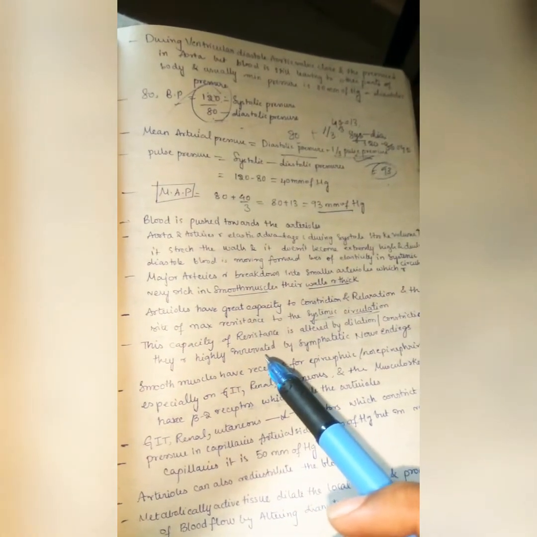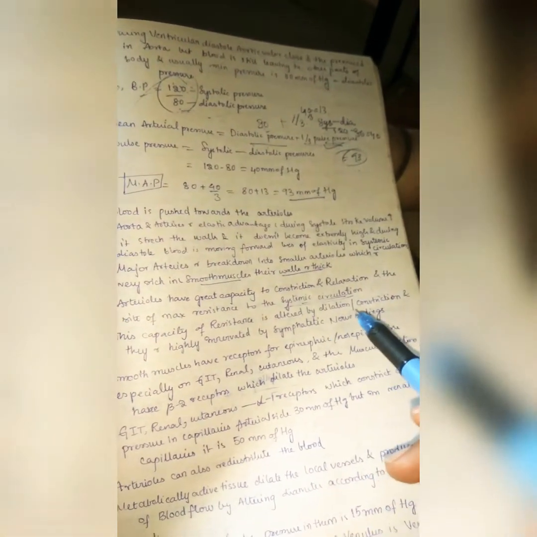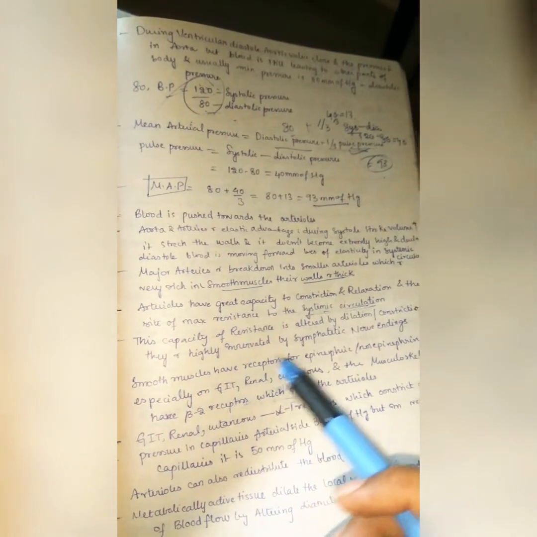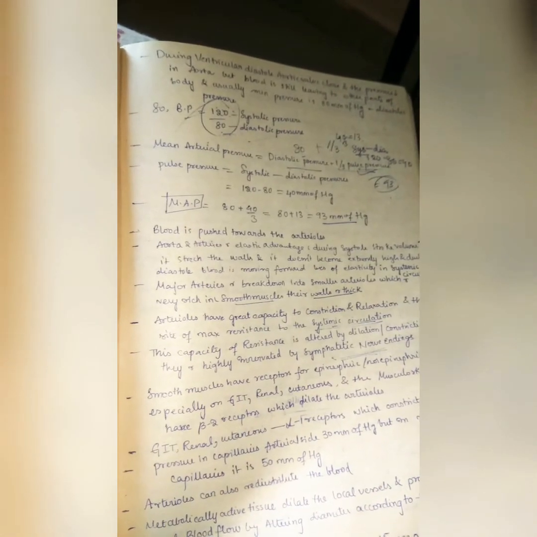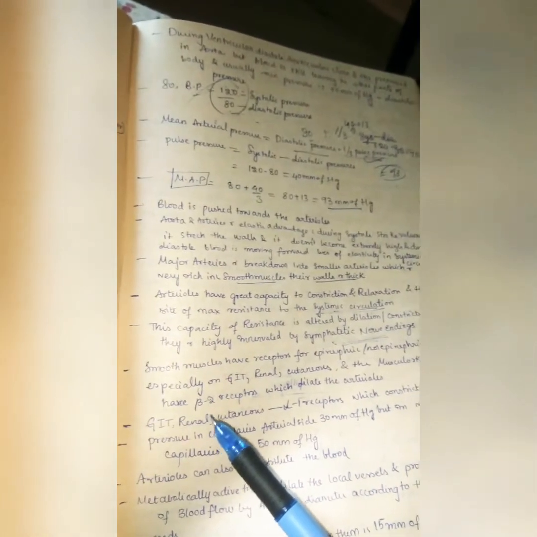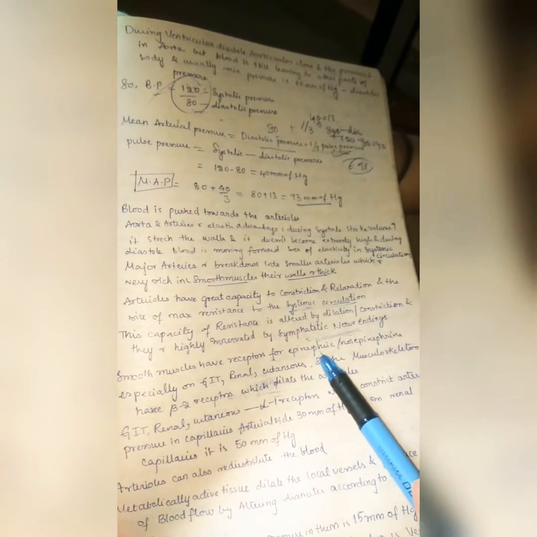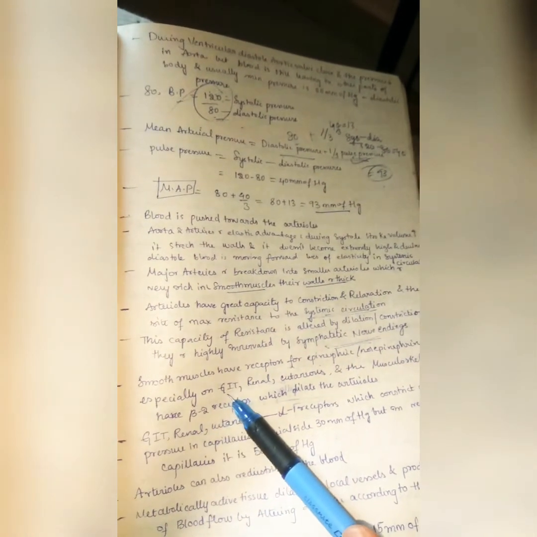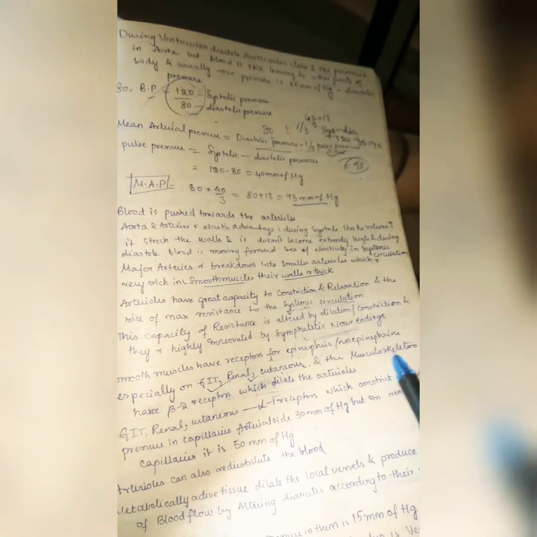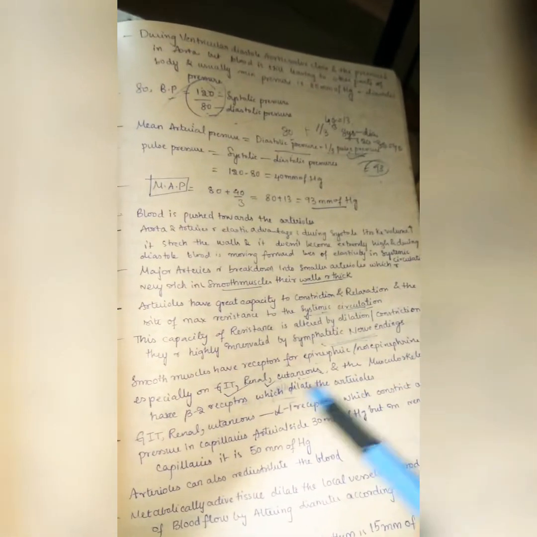So this capacity of resistance is altered mainly by dilation or constriction, and they are highly innervated by sympathetic nerve endings. So remember that our smooth muscles, as we said, they are more in our arterioles, and even the sympathetic nerve endings are also more on the arterioles. So you can understand whenever sympathetic activities increase, vessels get constricted. Whenever the sympathetic activities decrease or parasympathetic gets activated, vessels get dilated. So smooth muscles mainly have the receptors for both epinephrine and norepinephrine, especially on GIT, renal cells, cutaneous cells, and also musculoskeletal.